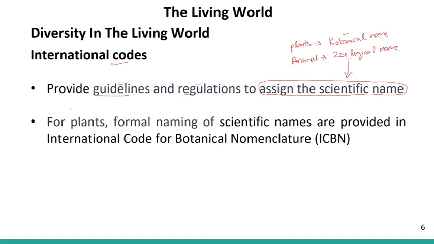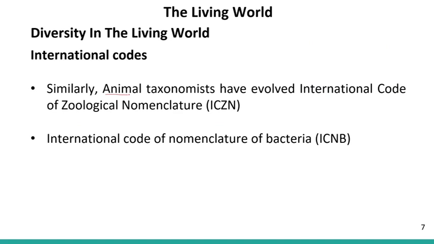For example, one of the international codes is ICBN, which is the International Code for Botanical Nomenclature. Wherever you see this term botanical, it is related to plants. So this International Code of Botanical Nomenclature provides guidelines and regulation for naming, or for deciding the scientific name, of the plants. So first you have to remember this ICBN. Similarly for animals, animal taxonomists have evolved the International Code for Zoological Nomenclature, ICZN. This gives guidelines and regulation for developing scientific names for animals.